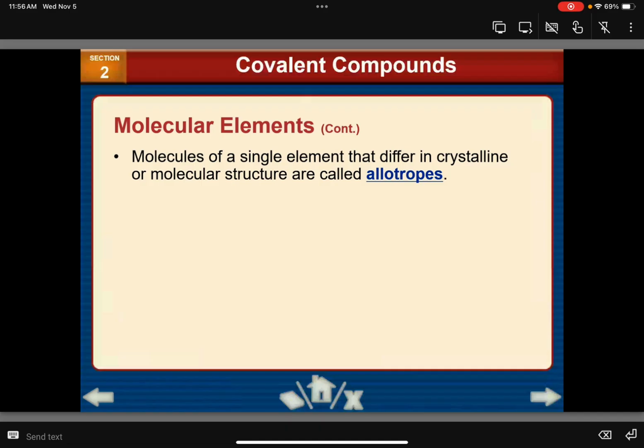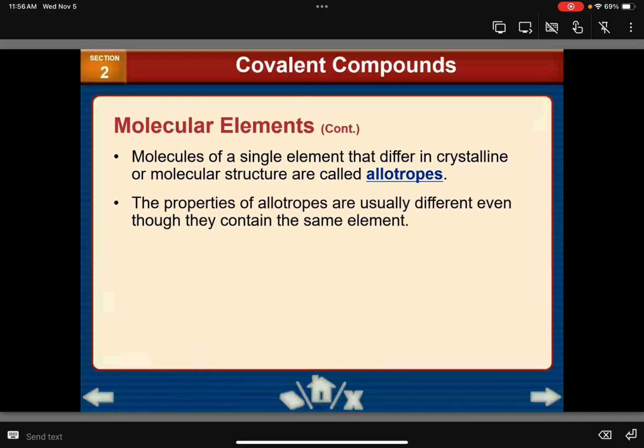Allotropes: molecules of a single element that differ in crystalline structure or molecular structure. If you go to page 174 and 175, it talks about carbon as an allotrope. Substances that have the same chemical makeup but are very different because of the way that the atoms are arranged are allotropes. So properties of allotropes are usually different even though they contain the same element.